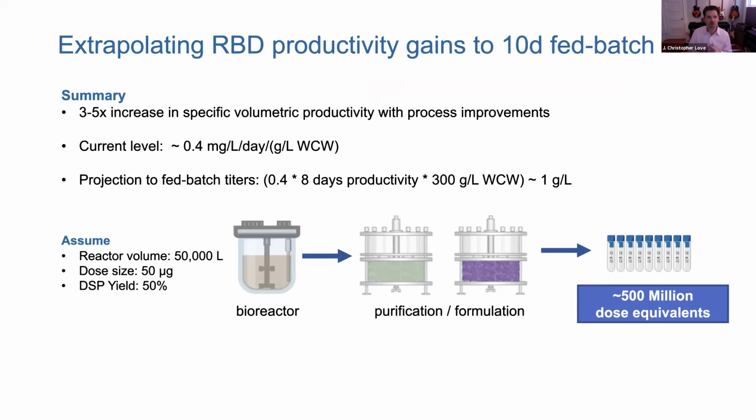And so that puts us at a point now where, based on all of the improvements we've made in the strains and the feeding process, we're at about 0.4 mg per liter per day of the wet cell weight, normalized by the amount of cells that we have in one of these systems. If you push that out into a fed batch titer, that's about 1 gram per liter. So you start to project that up, and we're in the ballpark of where we'd like to be for these processes to be able to manufacture hundreds of millions of doses in small numbers of runs.